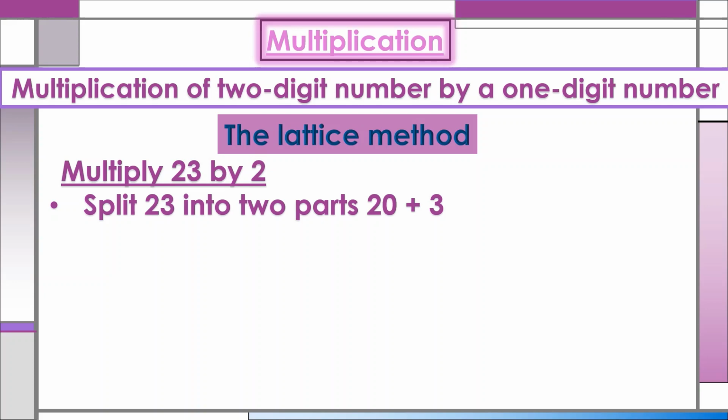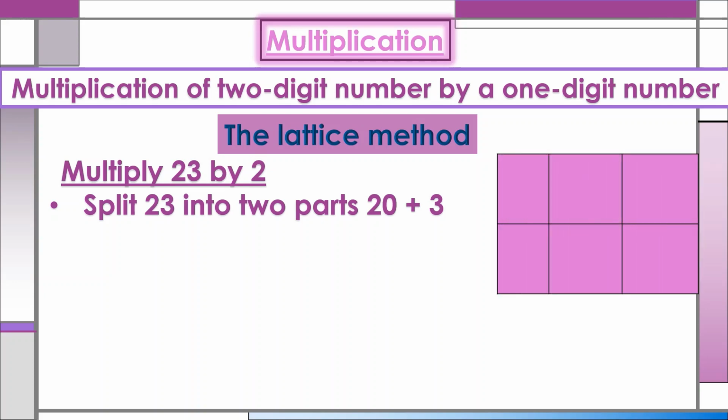We have to draw boxes, that is, we have to draw 6 boxes. Write the multiplication sign, then write 20 in one box, 3 in the next box. This 23 is split into 20 plus 3. We write 20 in this box, 3 in the next box. Now here we write by which number we are multiplying. 23 by 2. So we write here 2.